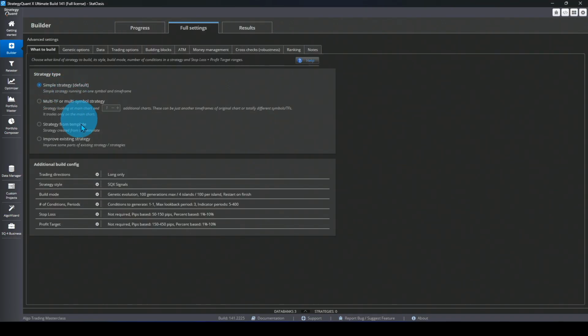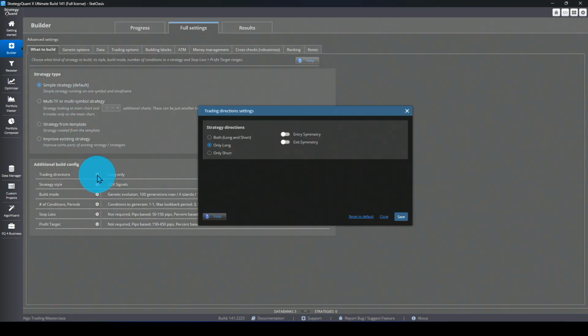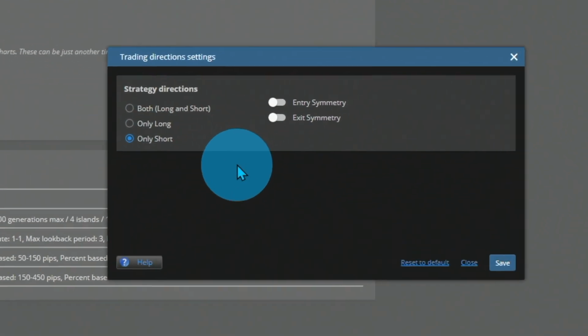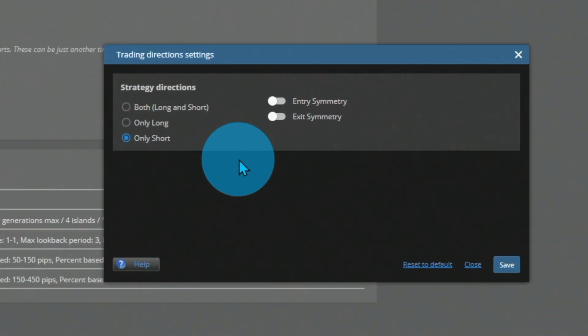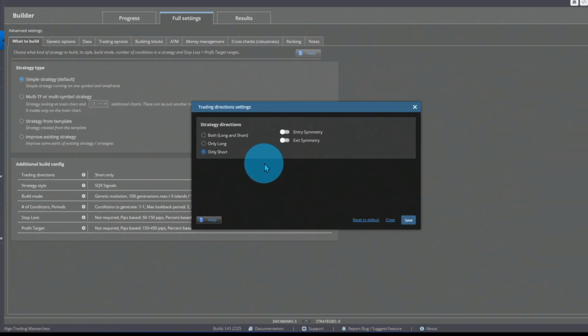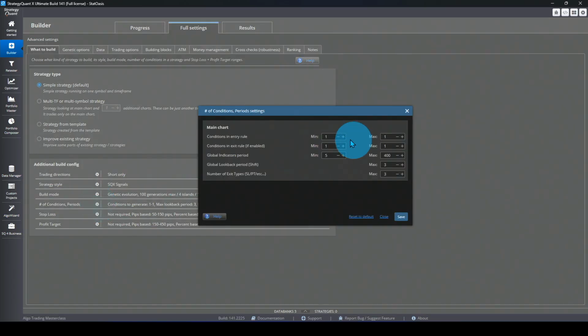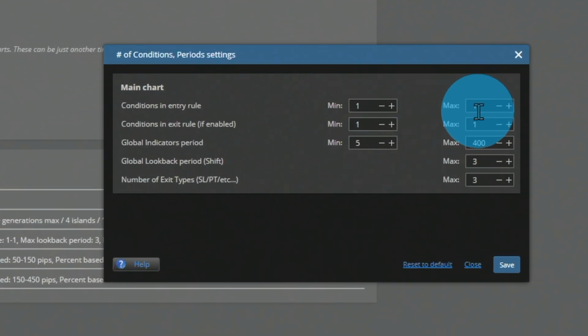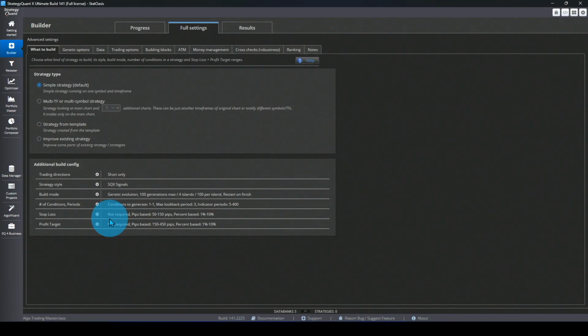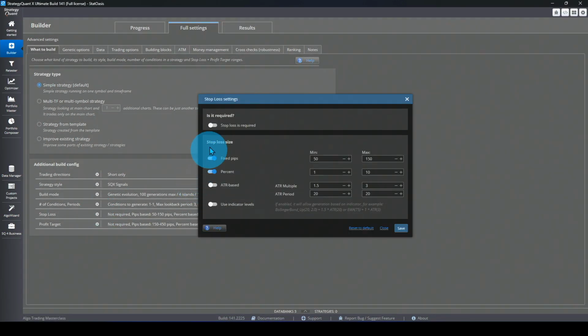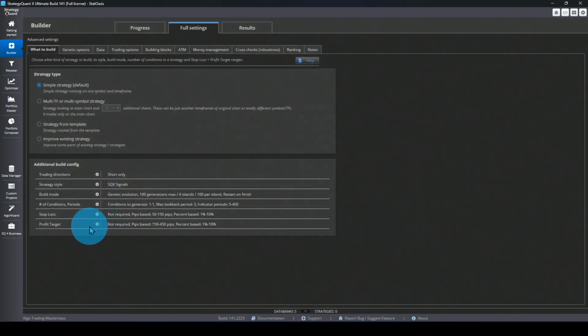I'm using a simple strategy and we will switch to the short side. Remember, the data shows us that this instrument works really well on the short side, both mean reversion and breakout. So let's save this. I will ask for one condition for entry and exit, and global indicators 5 to 400, 3 and 3 for the look back shift and the number of exits. Now I will not ask for a stop loss or a profit target.